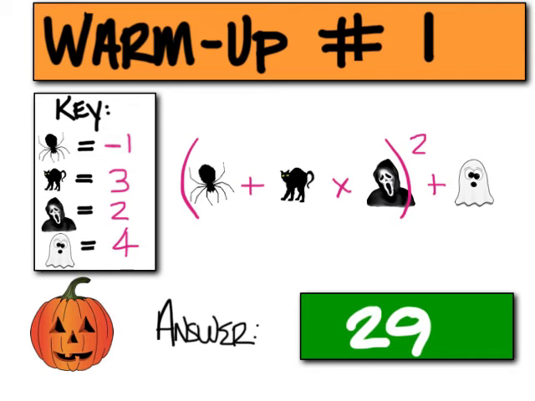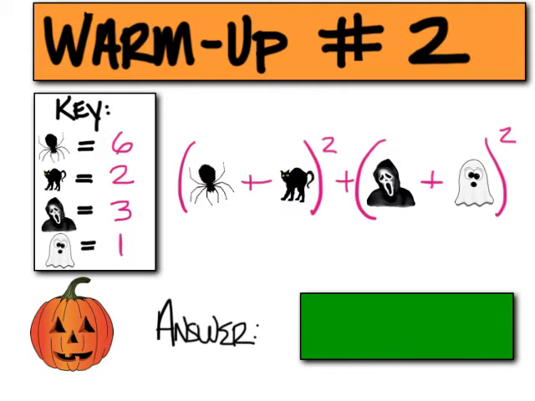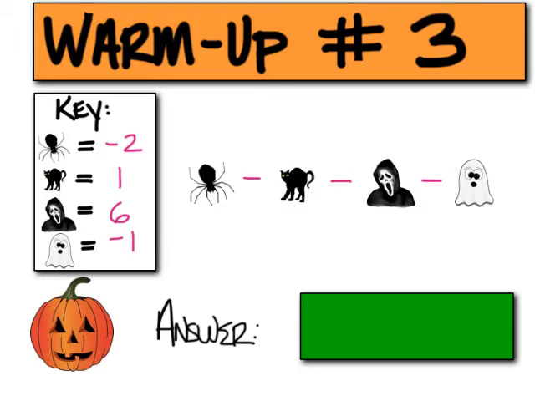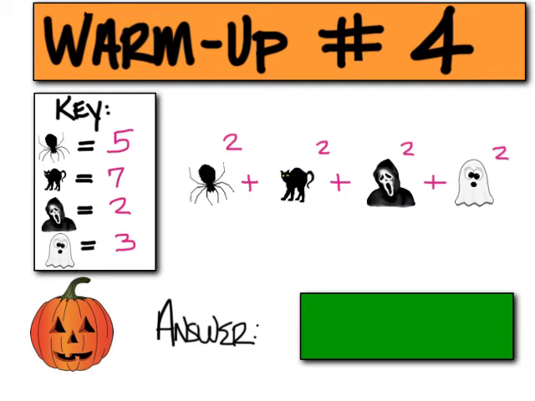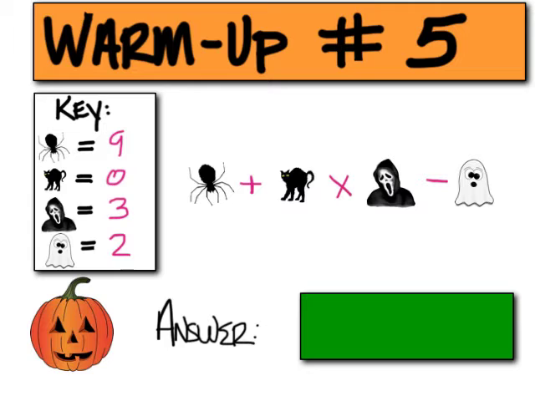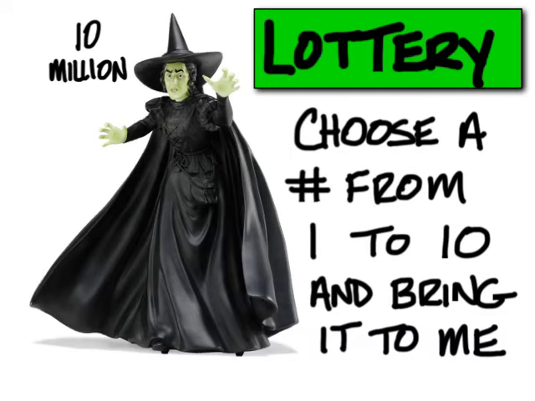Answer should be 29. Answer is 80. Answer is -8. Answer should be 87. Answer is 7. Bring up a number from 1 to 10.